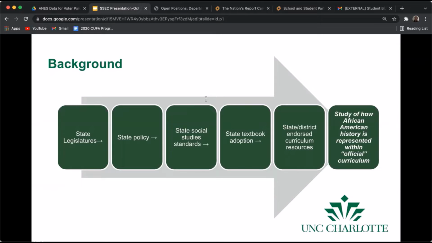So Dr. Hefner and I were interested in looking at how the state policy is in alignment with the state social studies standards, and then how that alignment goes with the state selected or adopted textbook. We are studying how African American history is represented within the official curriculum.